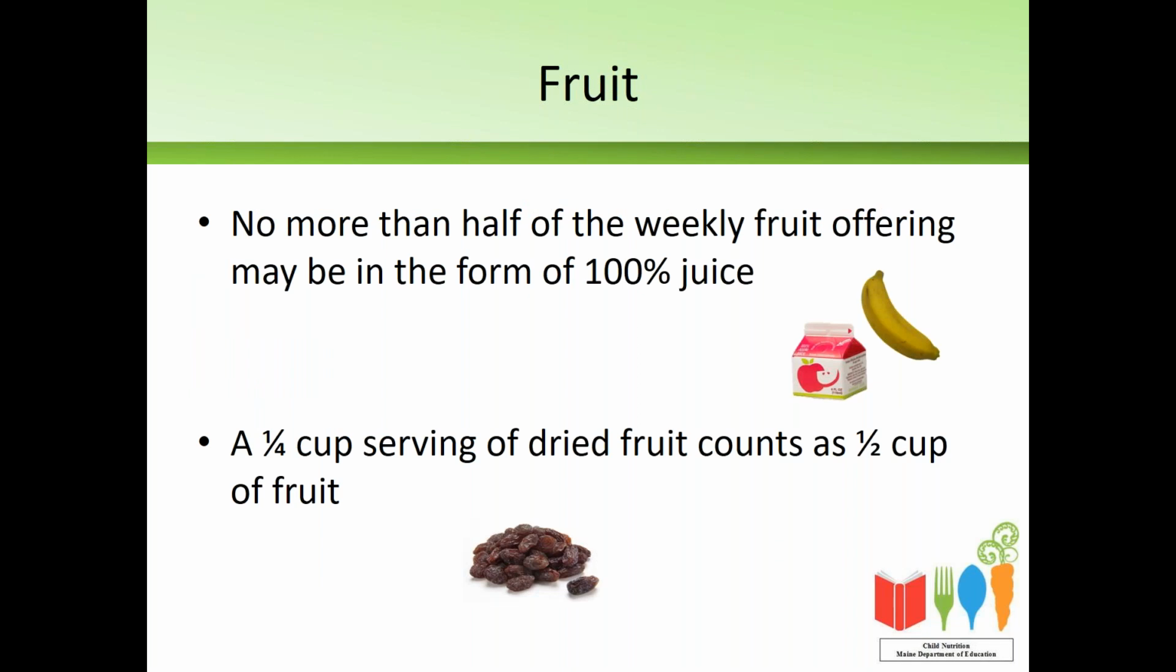And here are some important notes about fruit offerings for lunch. If juice is offered, no more than half of the weekly fruit offering may be in the form of 100% juice. So for example, if you offer 1 cup of fruit every day for lunch and half a cup comes from juice, you're all set, as you have not exceeded that 50% limit. On the other hand, if you're offering dried fruit, such as raisins or craisins, a 1/4 cup serving counts as a half a cup of creditable fruit. And this is because dried fruit is more concentrated and therefore can be counted as twice the volume served.